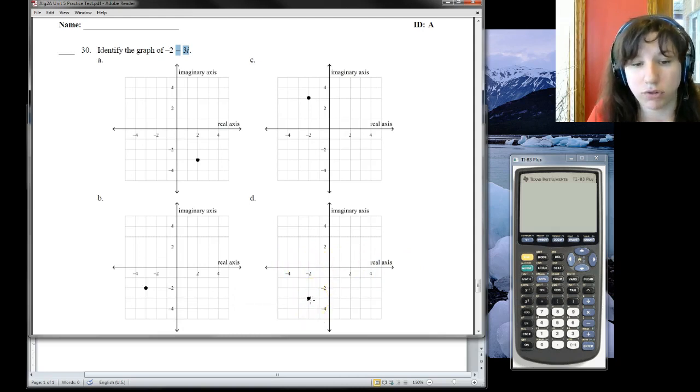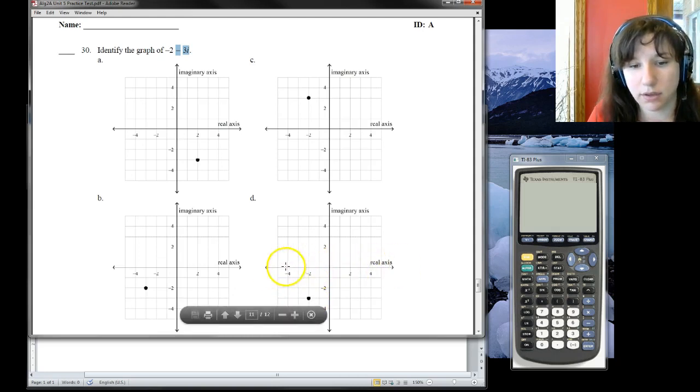Okay, so that's how you graph imaginary numbers. Make sure the real axis goes this way, and the imaginary axis is up and down. So really you're just graphing -2, -3.